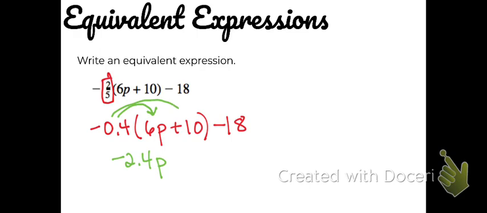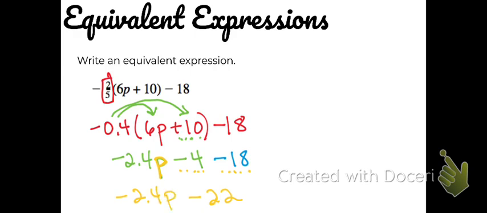And then negative 0.4 times positive 10. Make sure you're keeping mind of whether these numbers are positive or negative. And this would be negative 4. And then you have your minus 18. After you distribute, then you identify the like terms. Remember, like terms have the same variable and exponent. So there's no other terms that have a p in it, but there are two just constants, negative 4 and negative 18. When I combine those, I get negative 22. So it would be negative 2.4p minus 22.